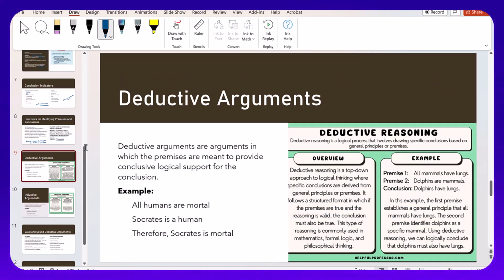Okay, we're going to get into more detail next time on deductive and inductive arguments. So I'm giving a super quick overview here because we're going to delve into that way more. But it is important to know deductive arguments are arguments in which the premises are meant to provide conclusive logical support for the conclusion. That's that idea, right? A deductive argument that succeeds in providing logical support is said to be valid, and an argument that fails to provide it is said to be invalid. So we're going to be looking at that too, right?